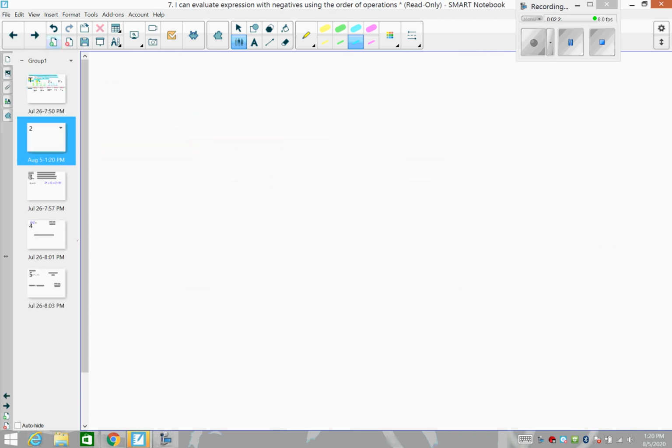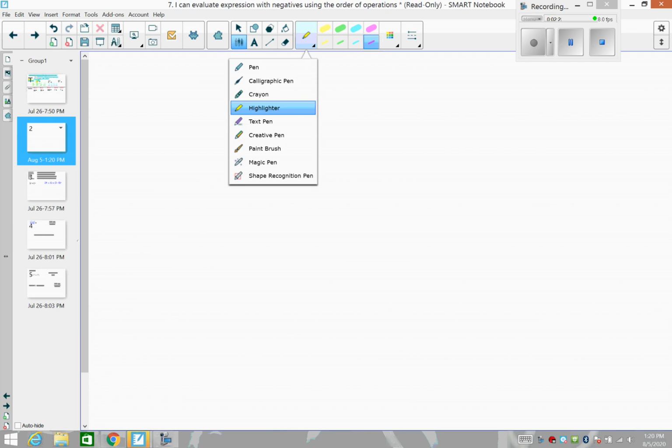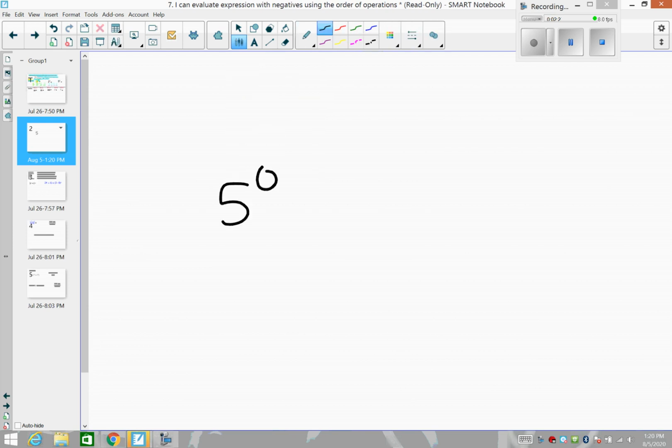So if we break it down here, we have 5 to the 0 power, and we want to know the value of that. Most kids think 5. We know that 5 to the 1st power would be 5. So 5 to the 0 power cannot be 5. They cannot have the same value. 5 to the 2nd power is 25.